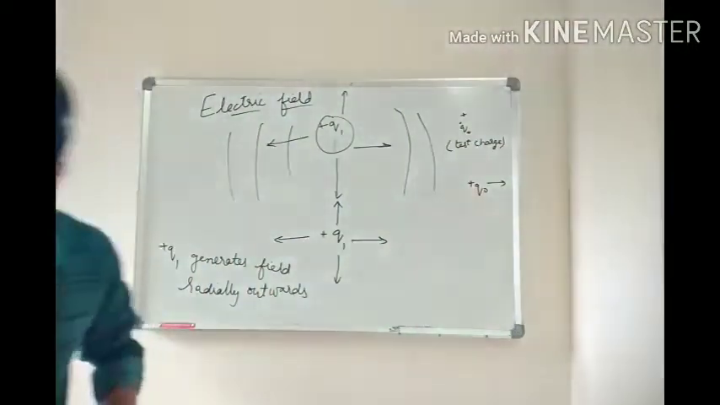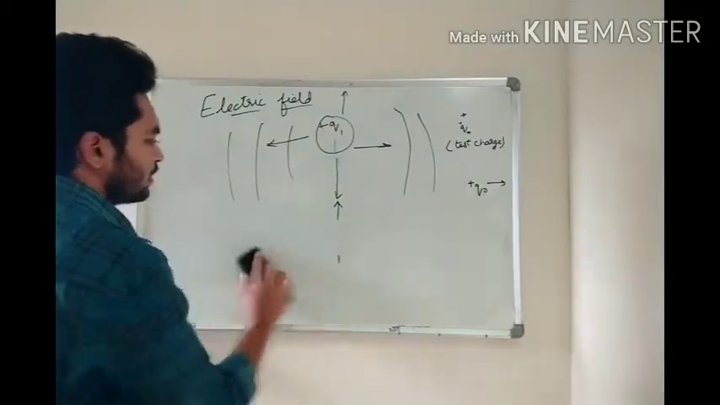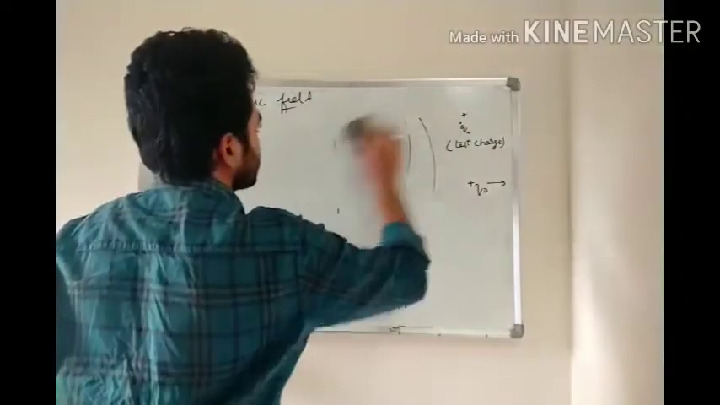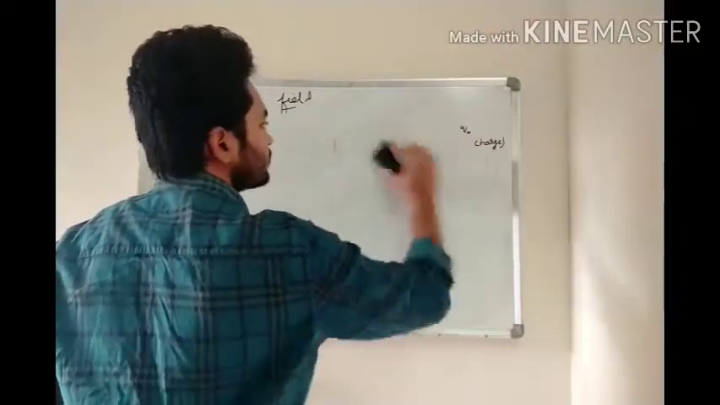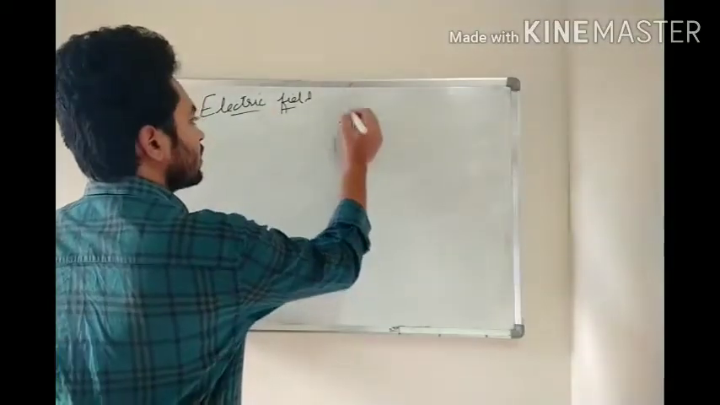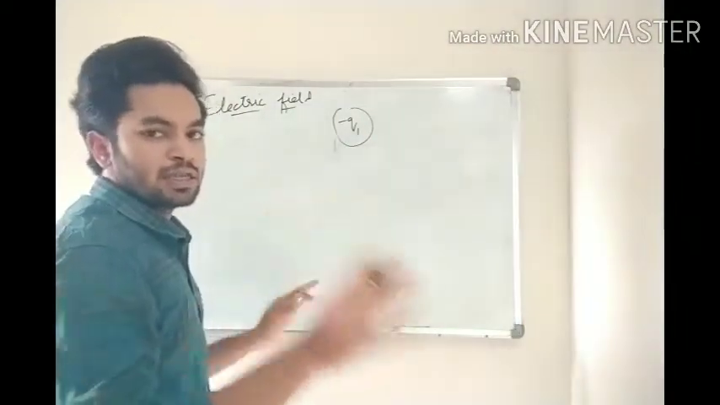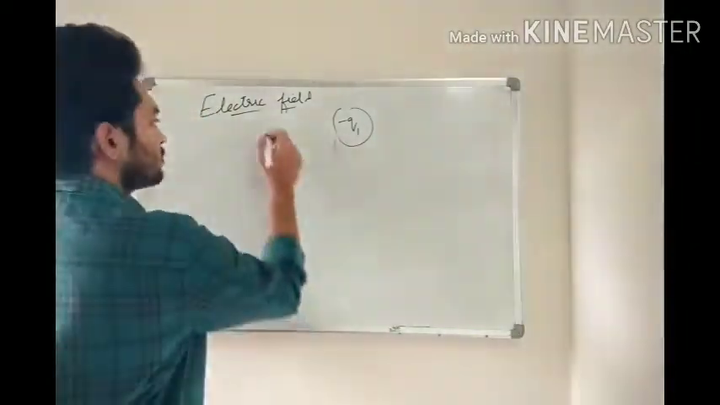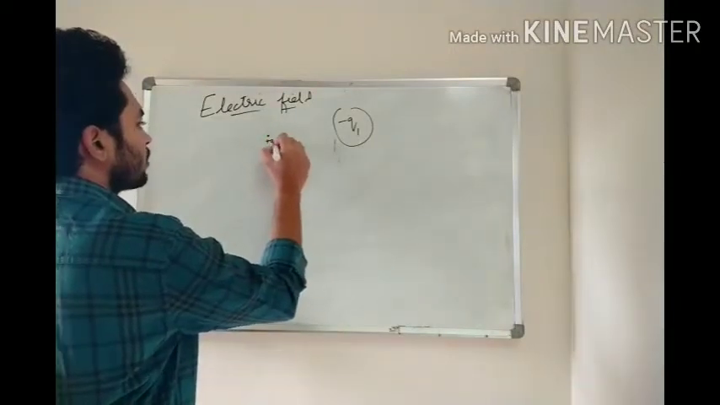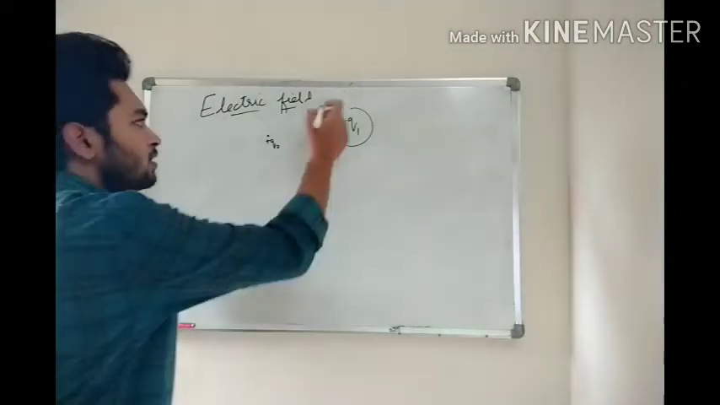Similarly, what happens in the case of a negative charge? Let us see. Suppose you have a negative charge, negative q1. Again, this time let us take the test charge on this side, any side, the same theory is applicable. Let us take positive q0. So what happens here? This is negative, this is positive, so the field is like this.